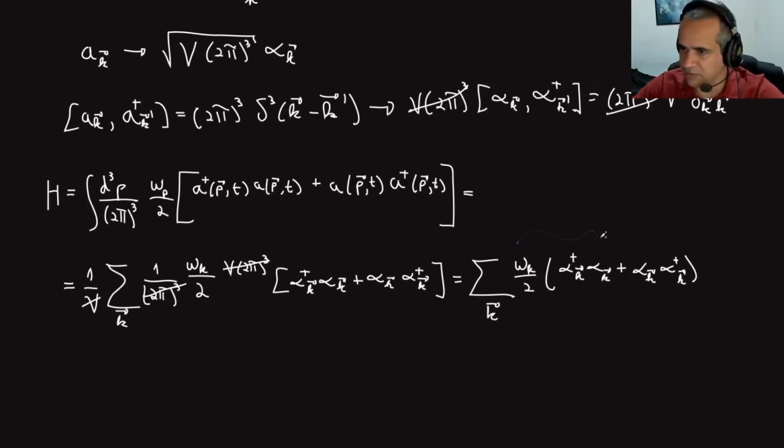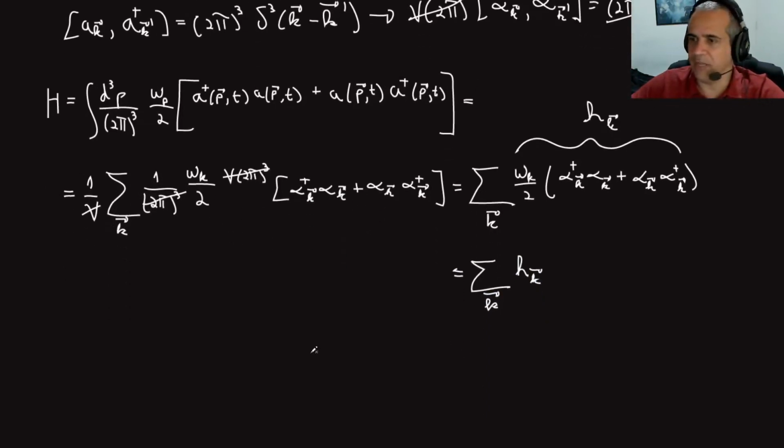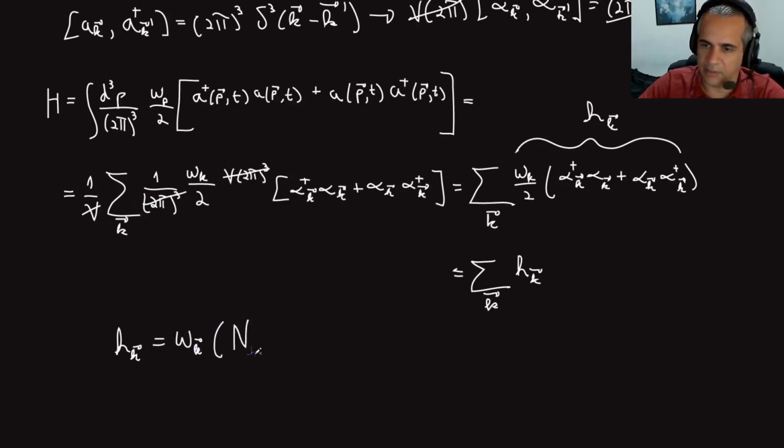right? In fact, I can baptize these as H_k, like a little Hamiltonian of one oscillator k, and the full Hamiltonian is just a sum over these many small oscillators, right? And of course I can rewrite these, just use the commutation relation between these two guys and write H_k as ω_k n_k, where n_k is α†α, the number operator. This is the number of excitations in any given oscillator, right? It's the number of excitations in that oscillator, and the frequency of each oscillator is ω_k, right? And I'm summing over all possible frequencies.